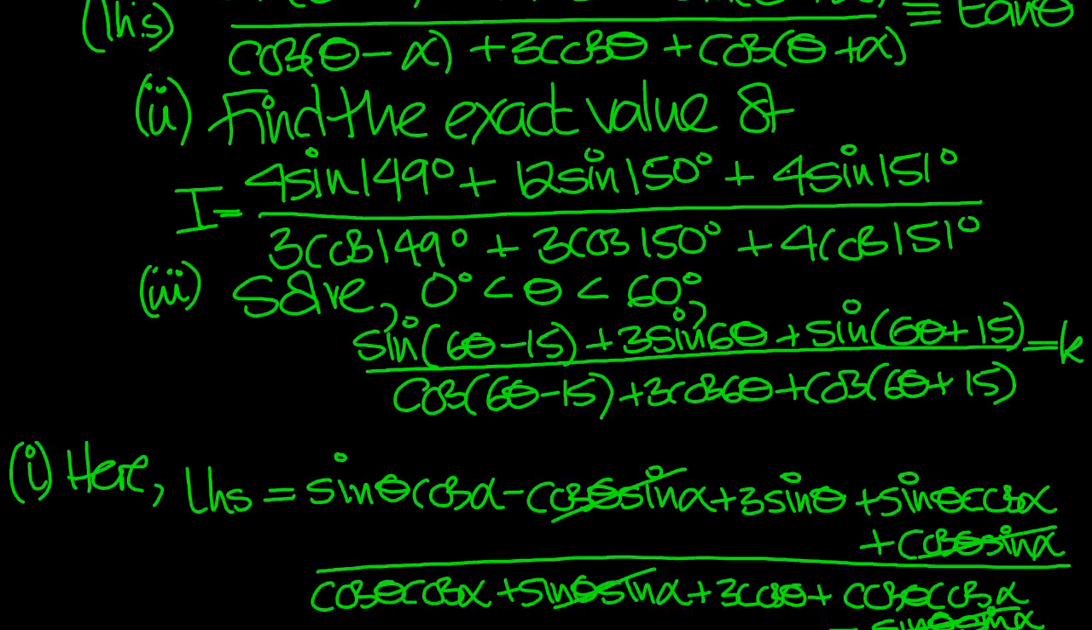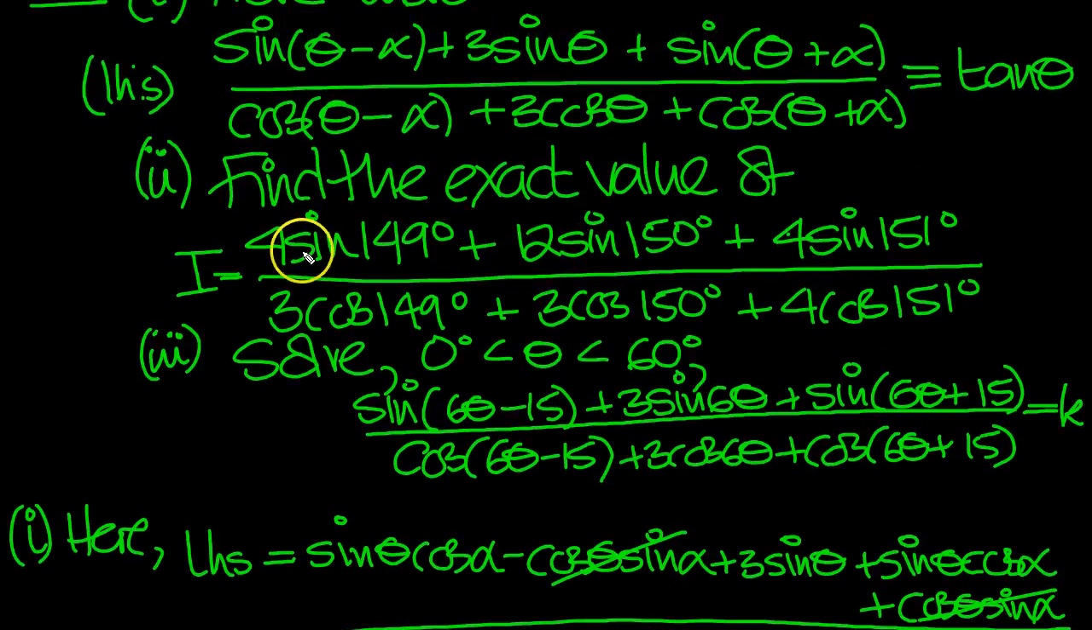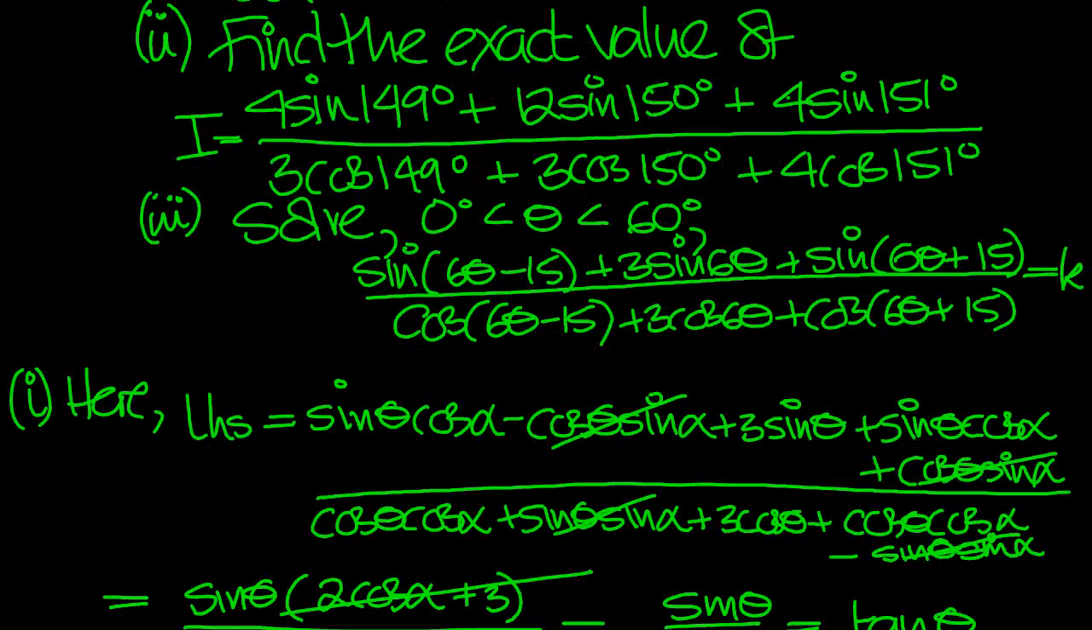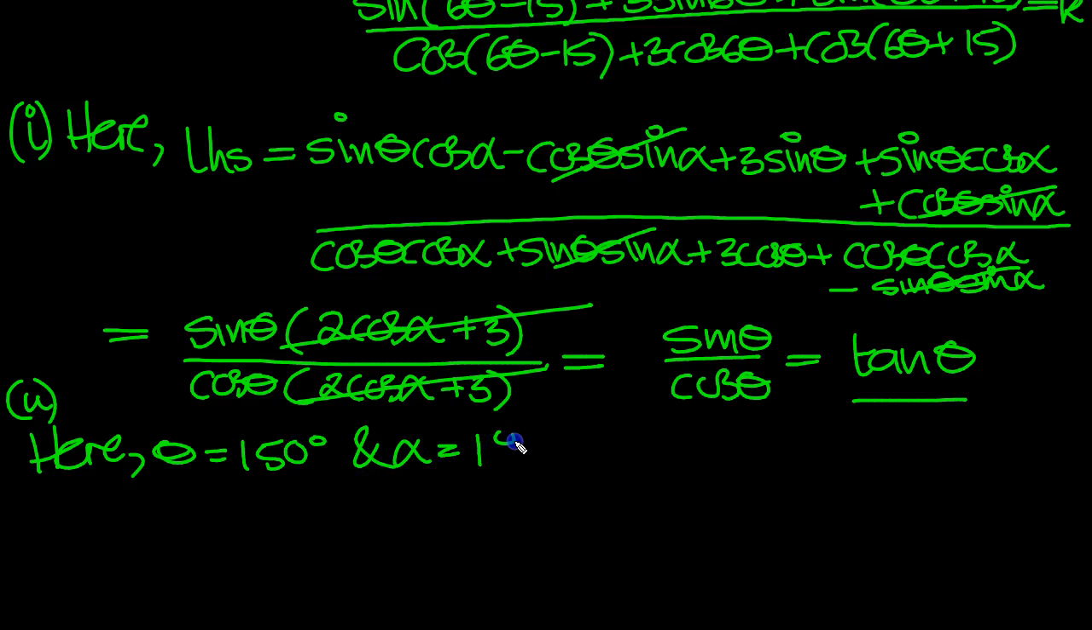Now part 2. It says find the exact value of this. If you look at it and compare it with what's above, we'll call this I. If we compare it with what's above, this is 150 minus 1. So theta is 150 here, and alpha is 1 degree. Here, in part 2, we can see that theta is equal to 150 degrees and alpha is equal to 1 degree.